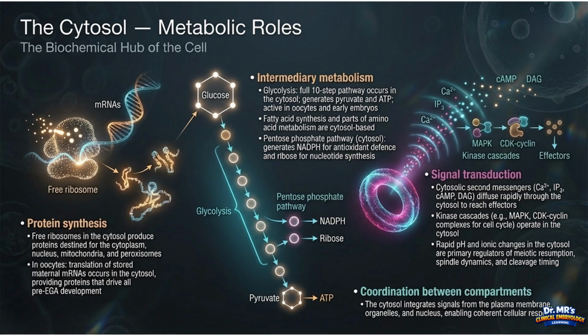In the oocyte, this cytosolic translation machinery takes on exceptional importance because the oocyte has spent years accumulating and carefully silencing a library of maternal messenger ribonucleic acid transcripts. These transcripts are held in storage, translationally repressed, until the appropriate developmental signal releases them for translation. The cytosol is where this translation occurs, and the proteins produced drive every cellular event from fertilization through to embryonic genome activation. The quality of this cytosolic translation apparatus is therefore a direct determinant of developmental competence.